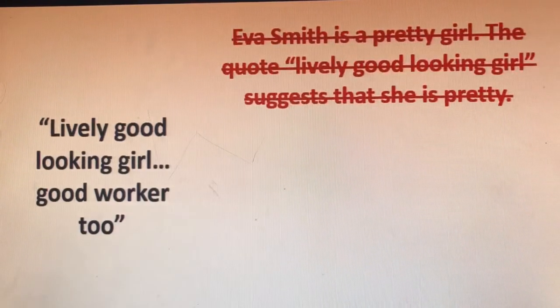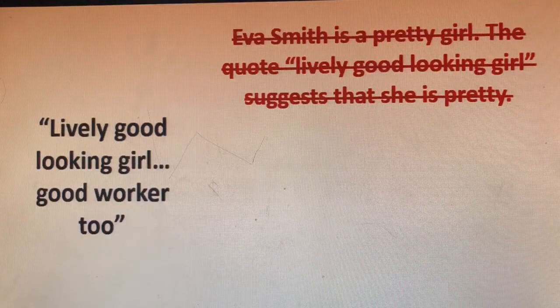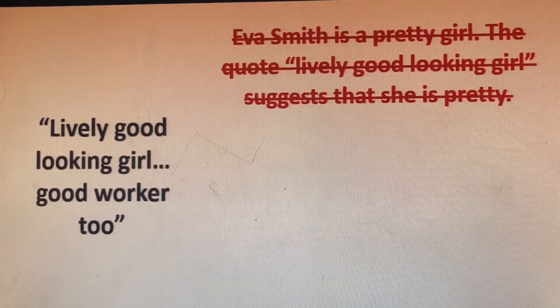You could tell me, or the examiner, that Eva Smith is a pretty girl. The quote, lively, good-looking girl, suggests she is pretty. Well, no. That quote doesn't suggest she's pretty. The words there are much more specific than that. We need to think what exactly is meant by lively. Why is she referred to as being good-looking? And perhaps why is she referred to as being a girl? Why does Priestley choose that exact word or those exact words to tell us information about her? Telling me she's just pretty based on that is something like a grade 3 or maybe even a grade 2.